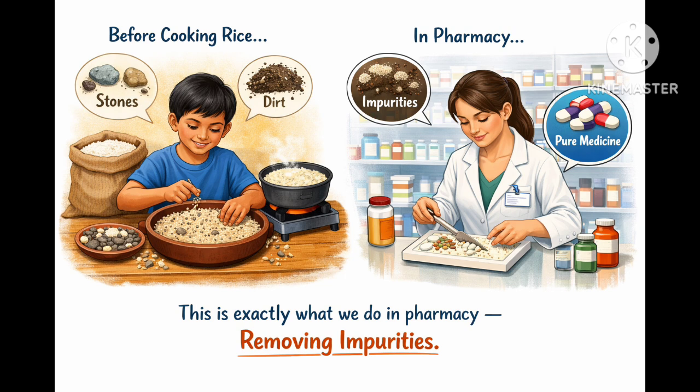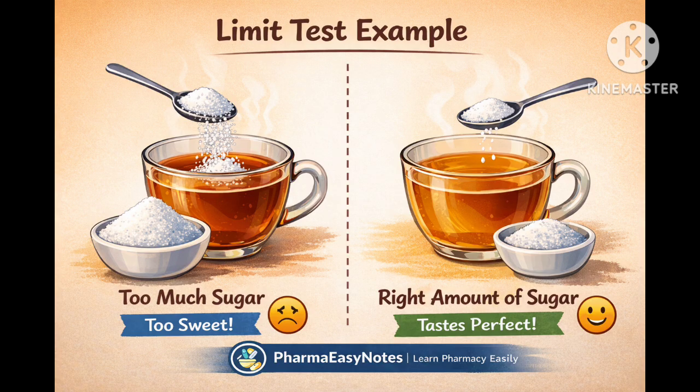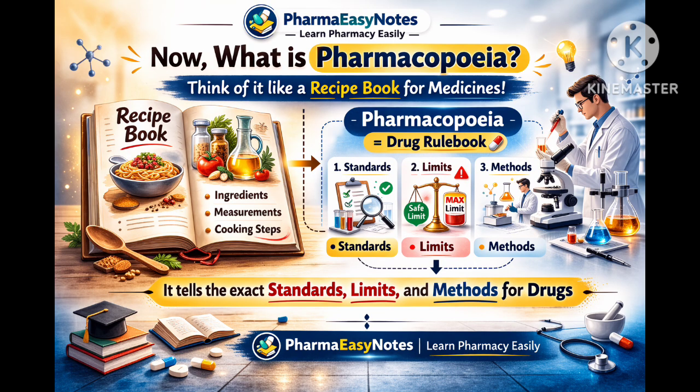Now let's understand limit test with a simple example. When making tea, if we add too much sugar, the tea becomes too sweet. But if sugar is in the right amount, it tastes perfect. Similarly, limit test checks whether impurities are within safe limit or not.